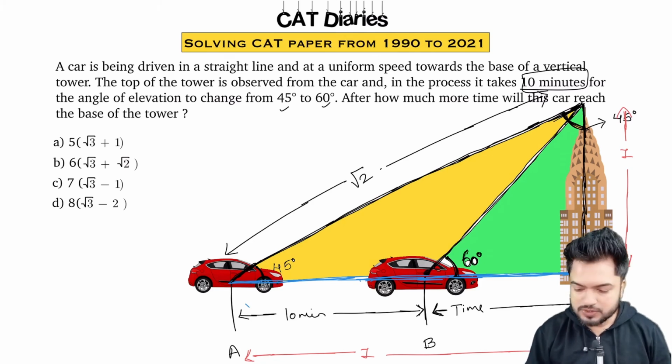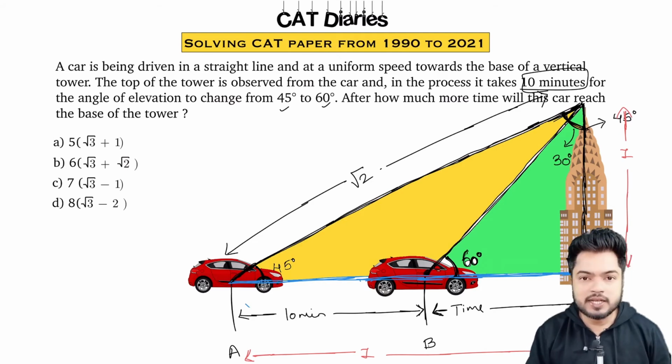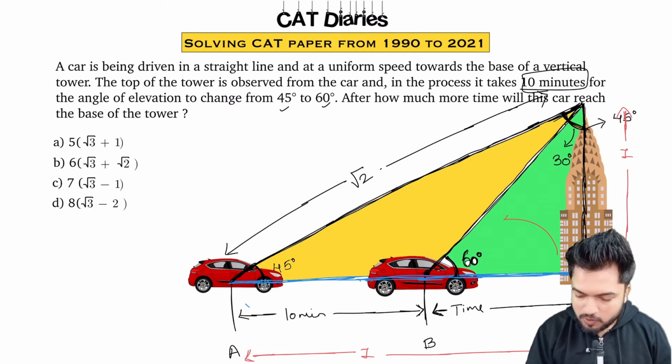Okay, that is something that we already know. So this angle would be equal to 30. So this green one becomes a 30, 60, 90 degree triangle. What do I know about the ratio of the sides? The ratio of the sides is 1 is to 2 is to root 3. Okay, so what is opposite to 90? Opposite to 90 is 2.